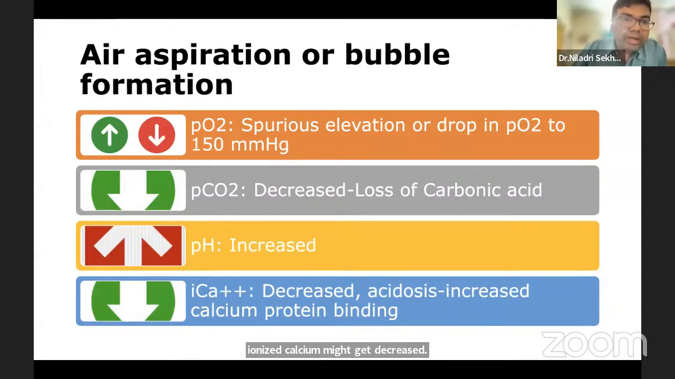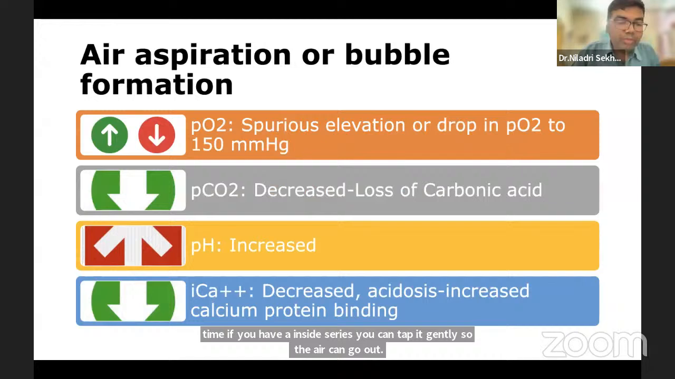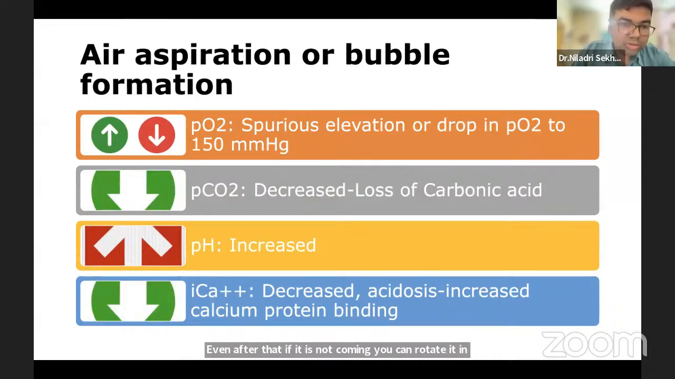So how will you prevent air aspiration? Most of the time, if you have air inside the syringe, you can tap it gently so the air can go out. Even after that, if it is not coming out, you can rotate it between your two hands. In that scenario, sometimes the air can go out. And you should always cover the ABG syringe with a cap. Very important.